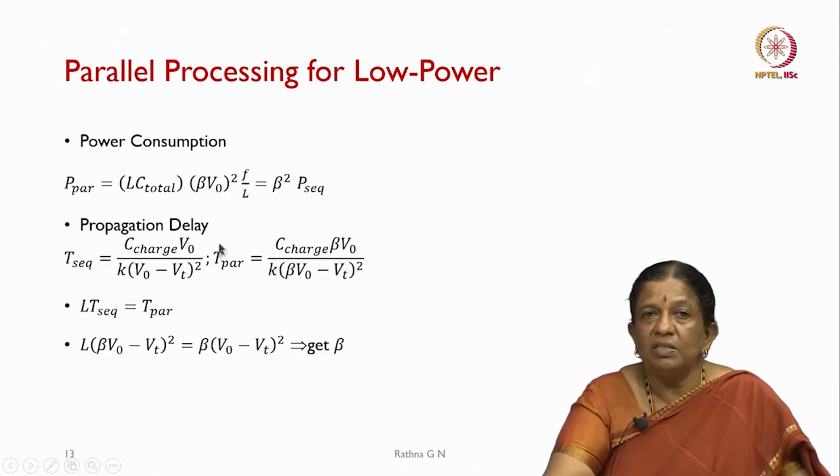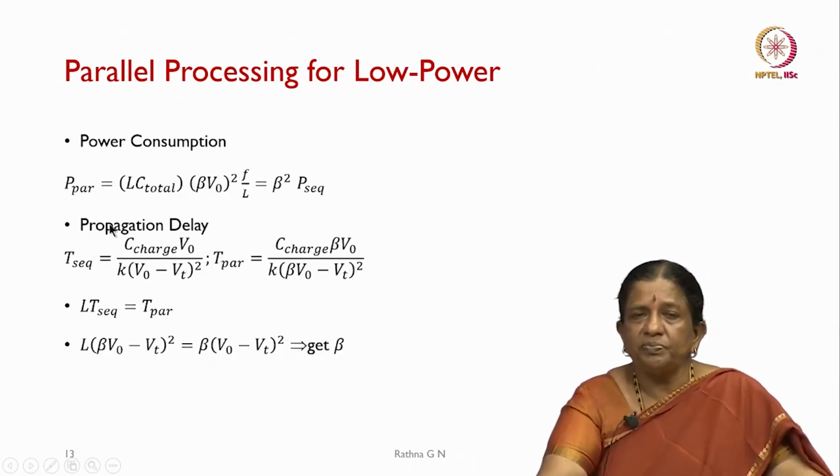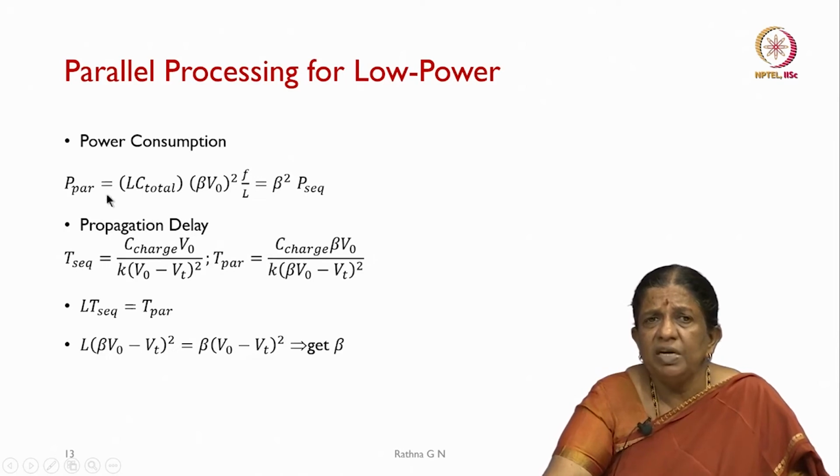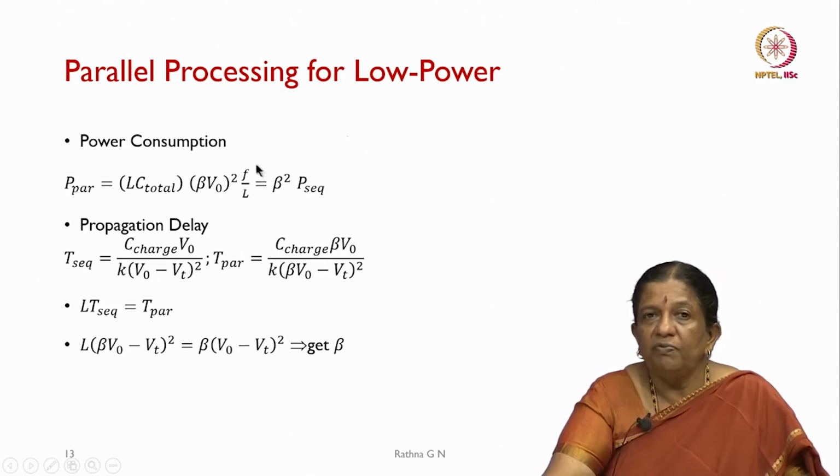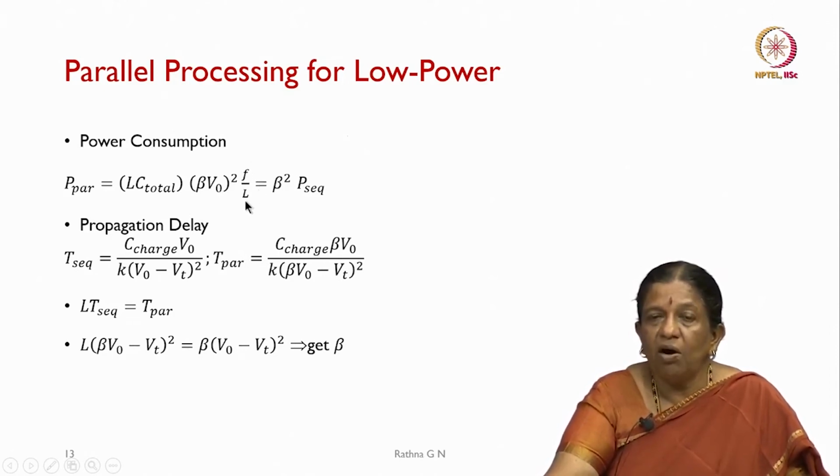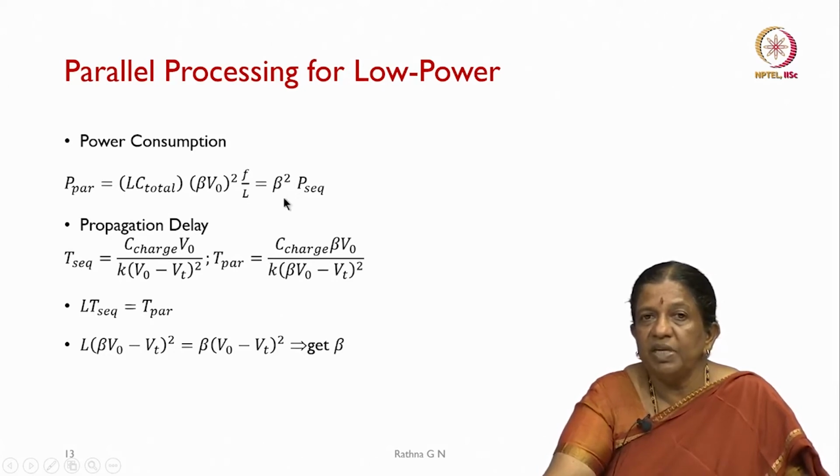So, we apply the same equation. The parallel power will be L into C total into beta into V naught whole squared, plus our frequency by L, because I will be getting 3 outputs in one clock cycle. So my frequency will be F by L, which we will equate to beta squared into P sequential.